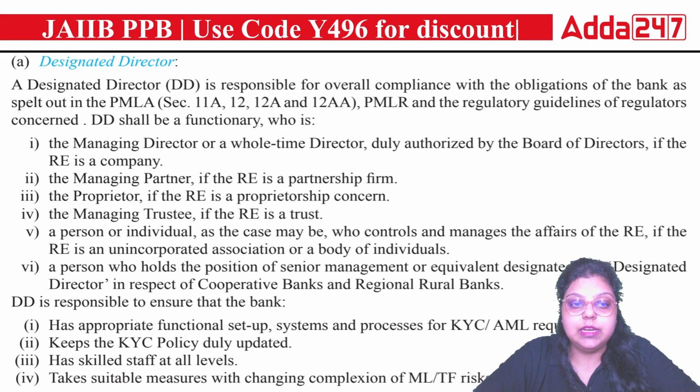So the designated director shall be the managing director or a whole-time director in case of a company. The designated director will be a managing partner in case of a partnership firm. The designated director will be a proprietor in case of a proprietorship concern. The designated director will be the managing trustee in case of a trust. The designated director will be a person or individual, as the case may be, in case of an unincorporated association or a body of individuals.